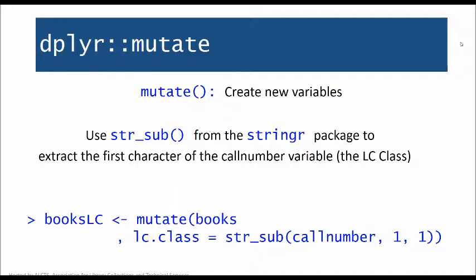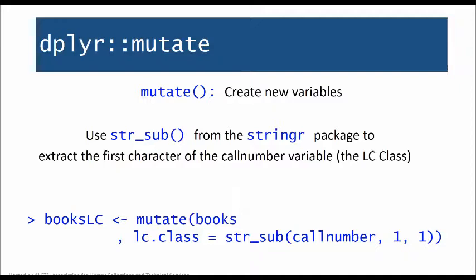Finally, mutate. This is a way of creating new variables from existing variables. Next time, we're going to be talking more about the stringr package, and this is a very powerful way of dealing with character strings. So for now, the point that I want to make is this. If you look, I'm creating a new data frame, books LC, where I'm mutating books, and I'm creating a new variable that I'm calling LC period class.